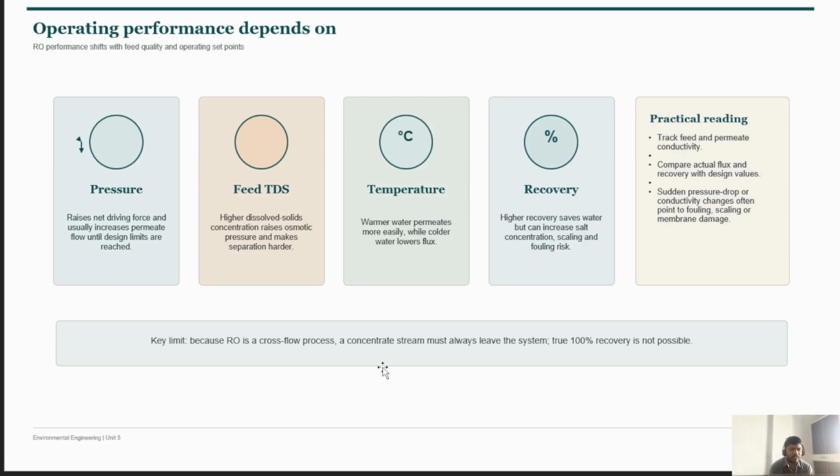Next is the recovery. As I mentioned, a high wastage of water is generated, but the quality of the water that we get after treatment by the RO membrane is much better as compared to microfiltration.